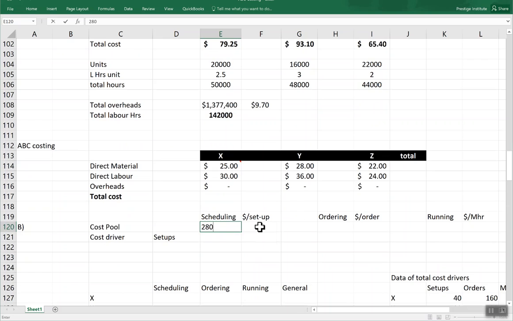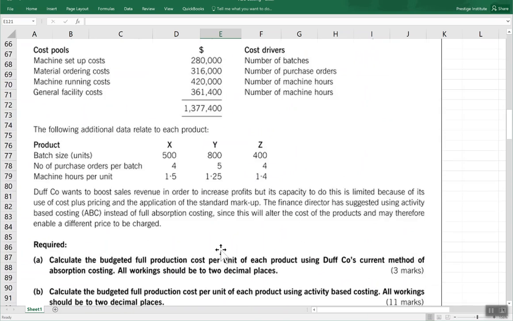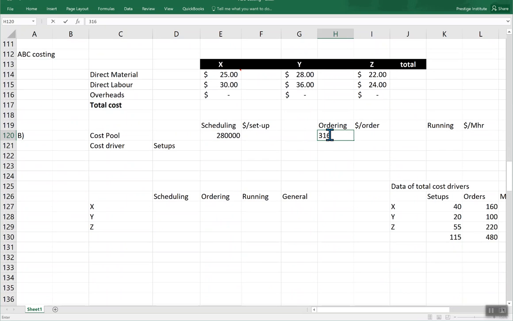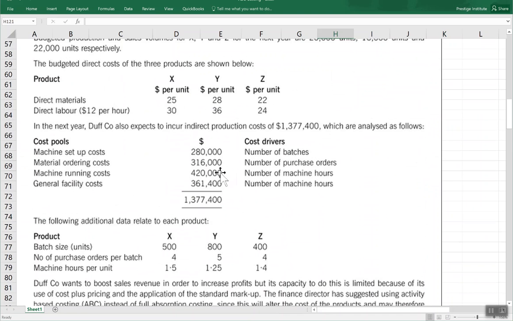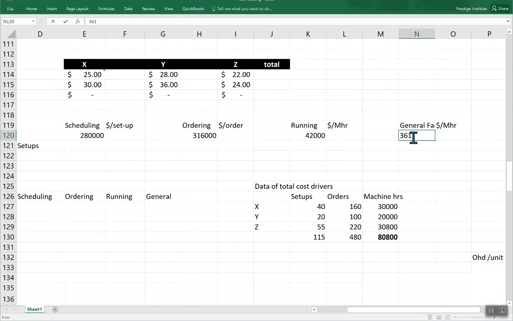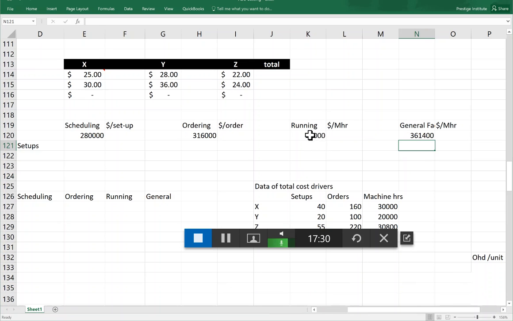So cost pool is given, but total cost drivers have to be found. We have for scheduling 280,000 total cost pool, 316,000, 420,000, and finally we have 361,400 for general facility. So this is our total cost drivers. Okay, I have to add an extra 0 here. Let's move this from here.